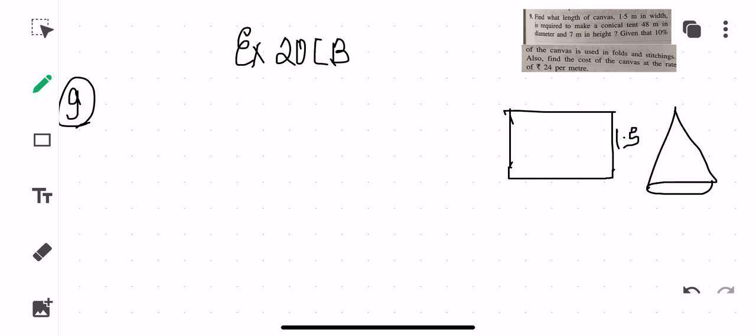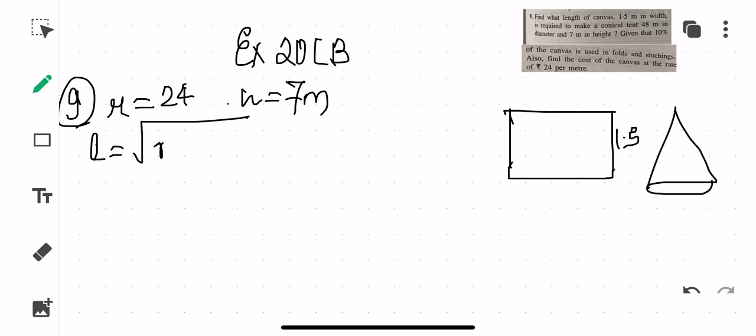This is the canvas which was 1.5 meter wide, and then you had to make a tent out of it, children. For this tent they had given diameter, so radius was given as how much? 48 in diameter means 24, and then the height is given as 7 meter. So of course, children, if you need to find out how much cloth is required for making the tent, you need to calculate the slant height. That is the curved surface area. So slant height is equal to root over of r square plus h square. This part we have done, right children, and we calculated this to be equal to 25.